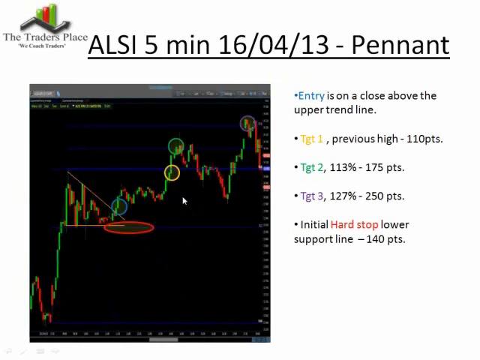We go to have a look at some detail. The little blue circle was the entry area. Market breaks out. Target 1, as usual, is the 100% move, or in this case 110 points, which is pretty decent on a 5-minute chart. Target 2 is the 113% level. The little green circle is 175 points, and then ultimately the market hit 127% or 250 points.